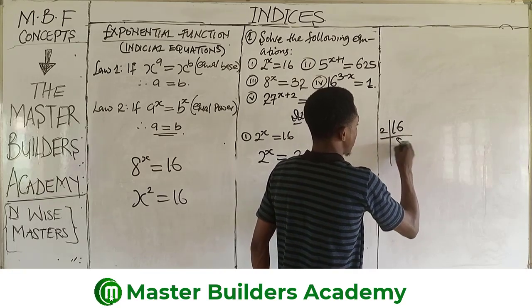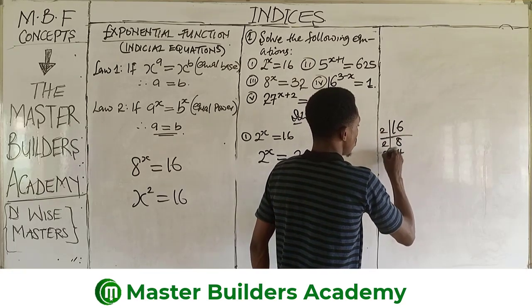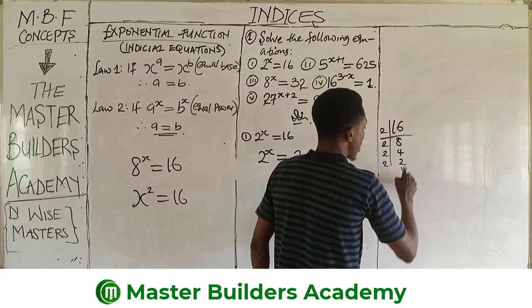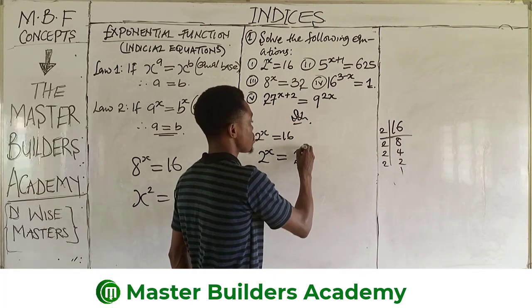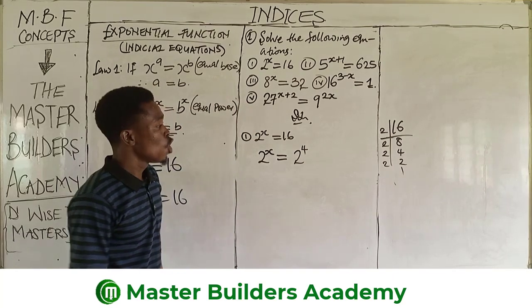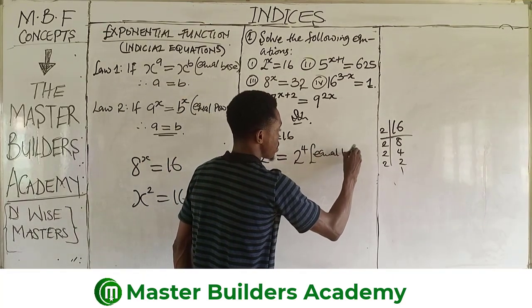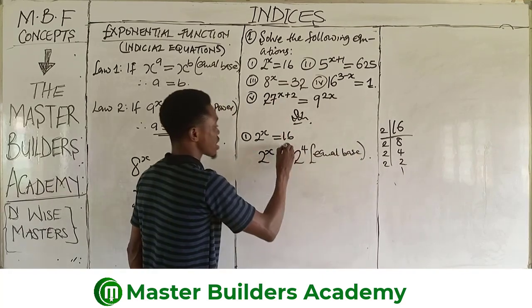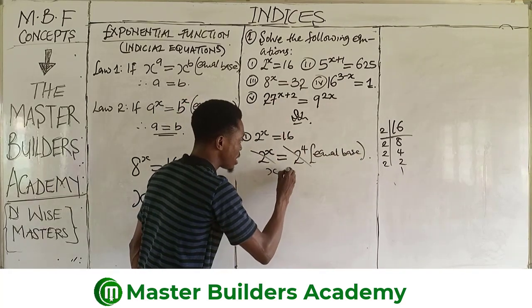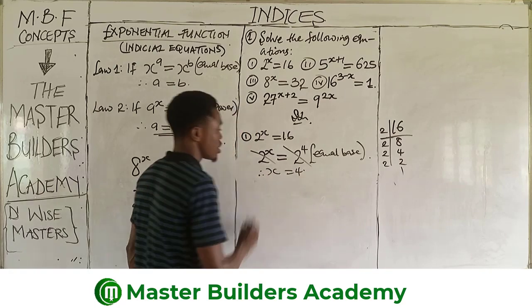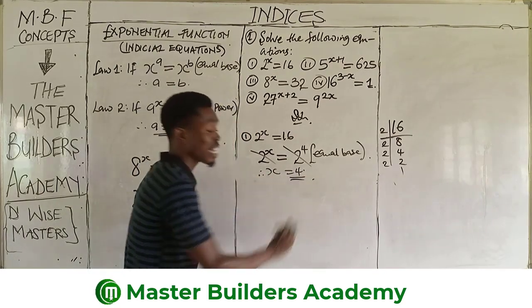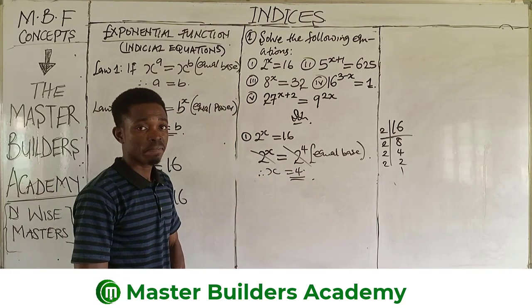And that will give us what? 8. 2 here, 4. 2 here, 2. 2 here, 1. So 2 in 4 places. It's as simple as this. So at this point, what we have now is equal base. And when you have equal base, cancel out the base, then equate the powers. Therefore, x is equal to 4. This is the answer to this question.